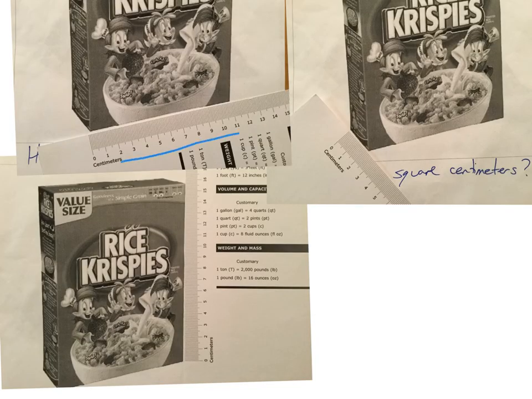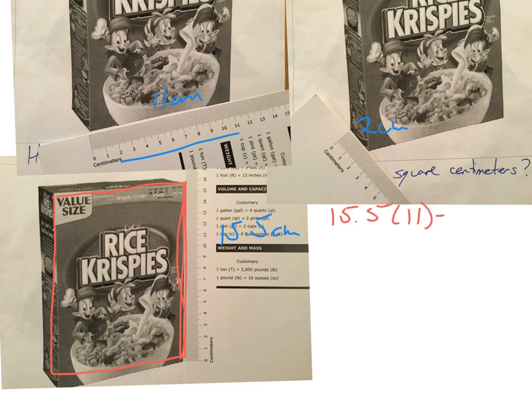All right, let's go over the measurements. This one is about 11, and that's centimeters. This is 2 centimeters, and then it is 15.5 high centimeters. So it depends on which one you chose. If you chose the front side as your base, that is 15.5 by 11. So that would be 15.5 times 11, and that would get you 170.5 square centimeters.